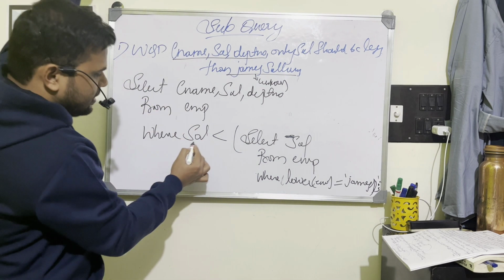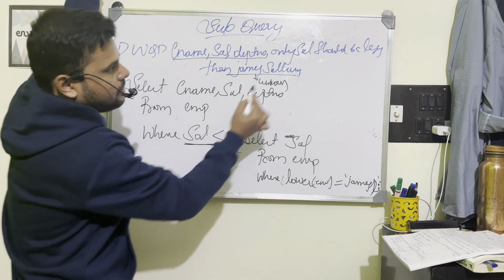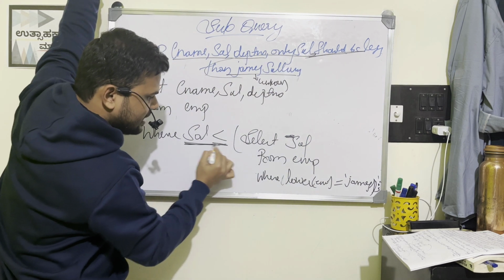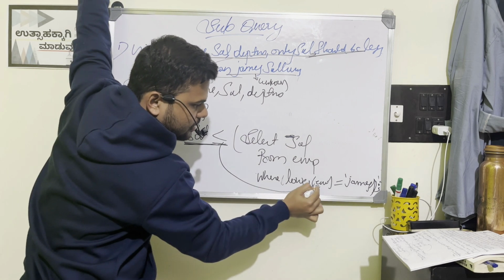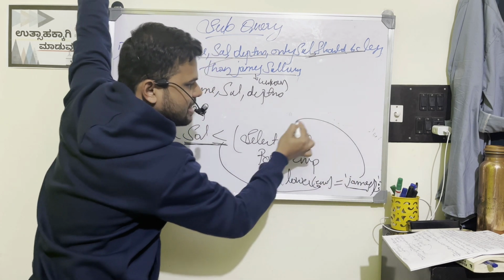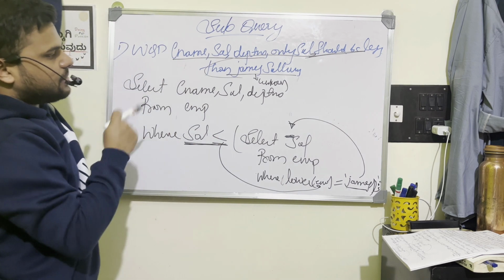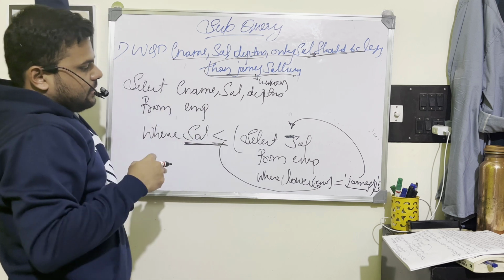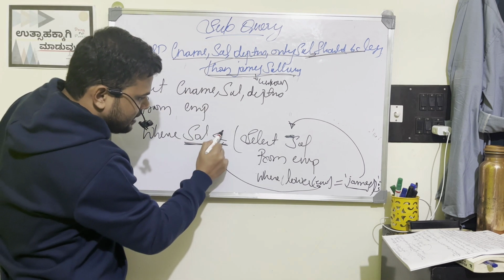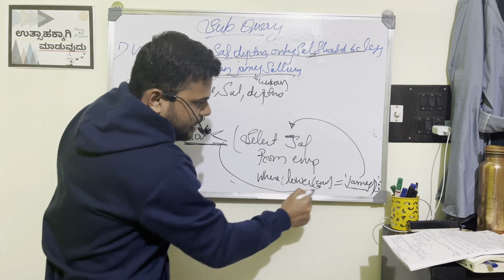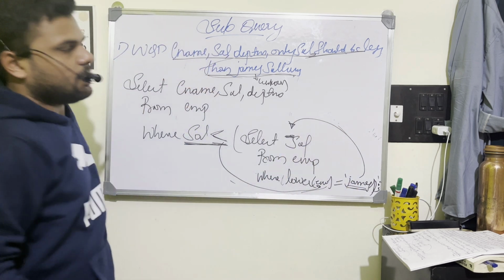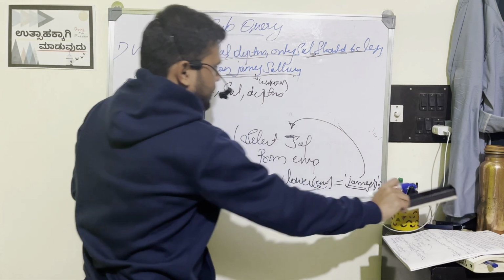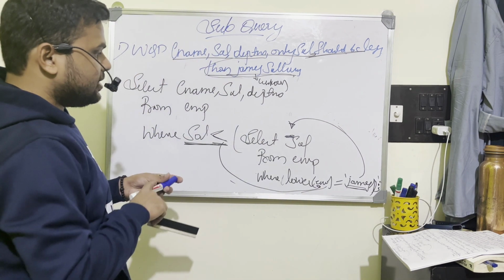See, salary should be less than employee James salary. This way we will write subquery. If we want to determine the unknown values, we will write subquery in this way. Okay. Next, I will take another one question. I will erase this. First, I will execute.